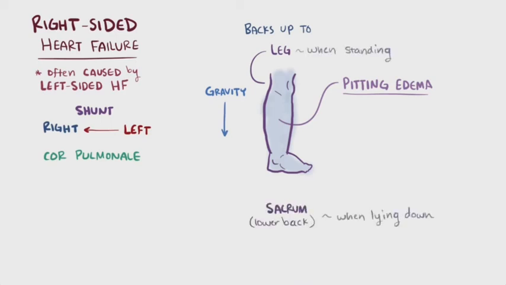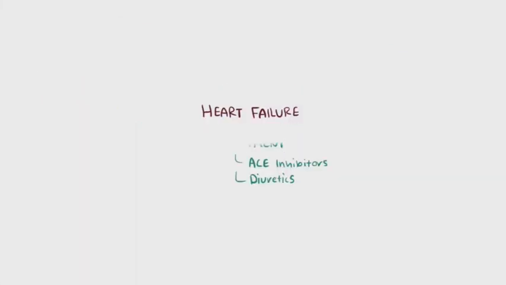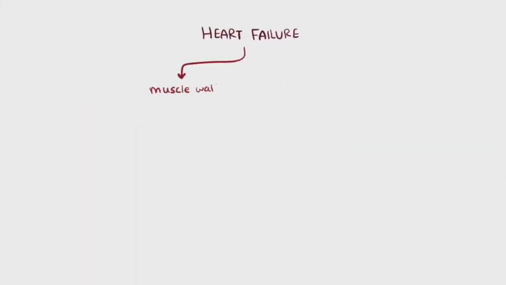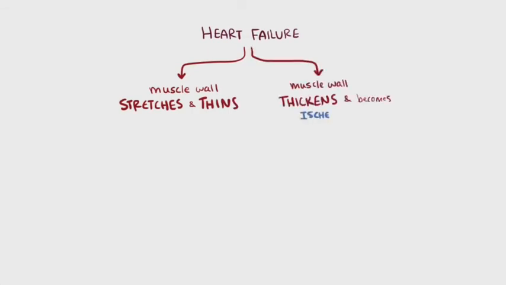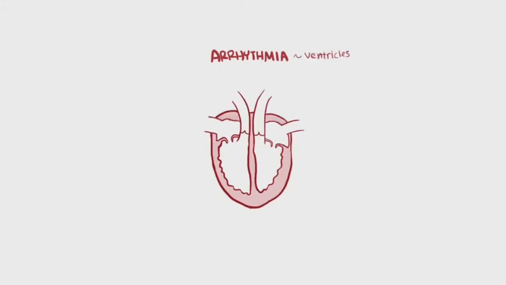With heart failure, we saw that sometimes the muscle wall can stretch and thin out, or sometimes it can thicken and become ischemic. In either case, those heart cells get irritated, and this can lead to heart arrhythmias. With an arrhythmia, the ventricles don't contract and sync anymore, making them less able to pump blood out and worsening this whole situation.